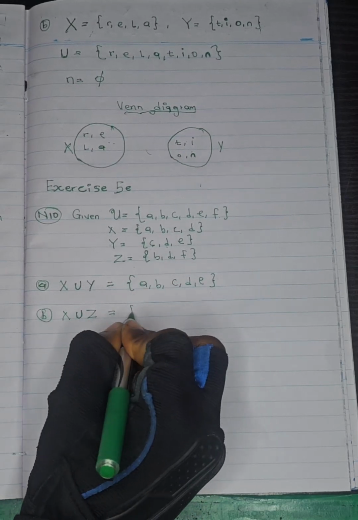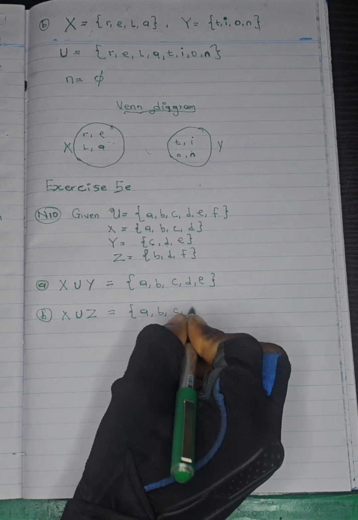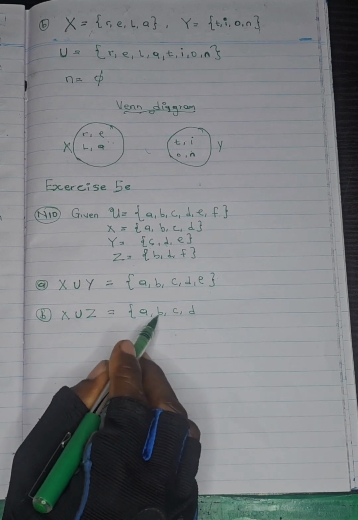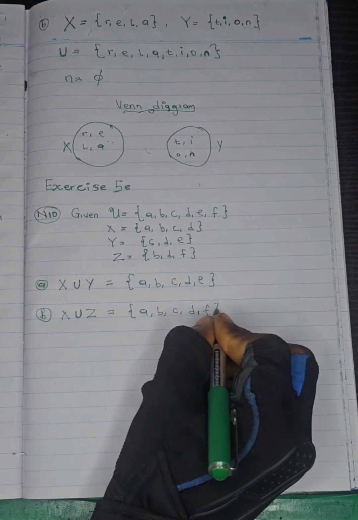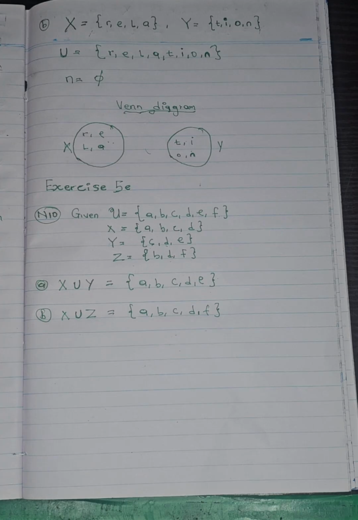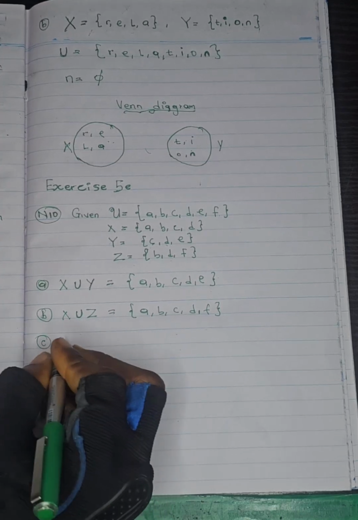The next one we are going to solve, B, is X union Z. Remember what I said? Write out X first: A, B, C, and D. Then go to Z. B is here. D is here. Only F is not there, so now write out the F. This is the answer. Hope you are following up. It's very, very simple.